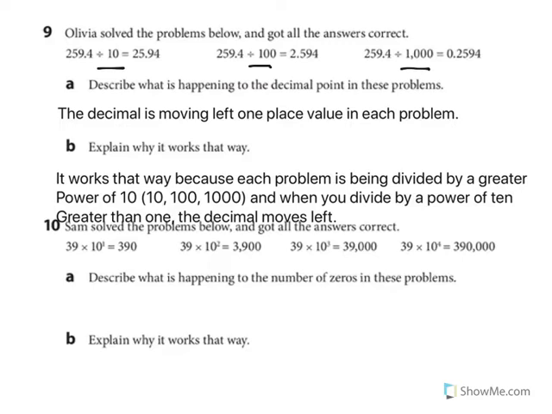Why does it work that way? It works that way because each problem is being divided by a power of 10, 100, 1,000, and when you divide by a power of 10 greater than 1, the decimal moves left, okay? When you explain a problem like this, please use mathematical language like this.